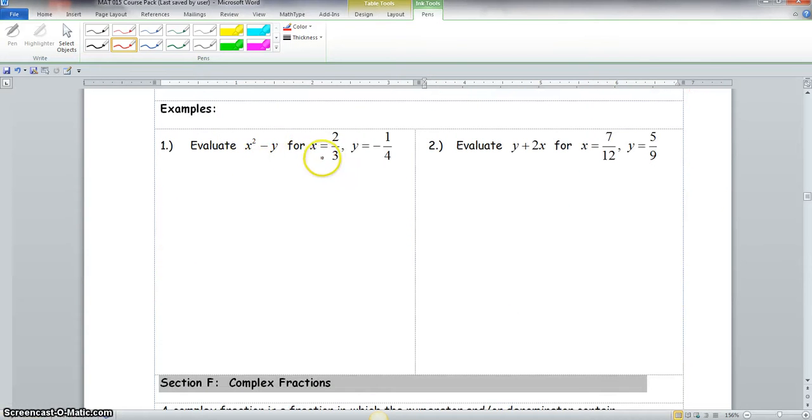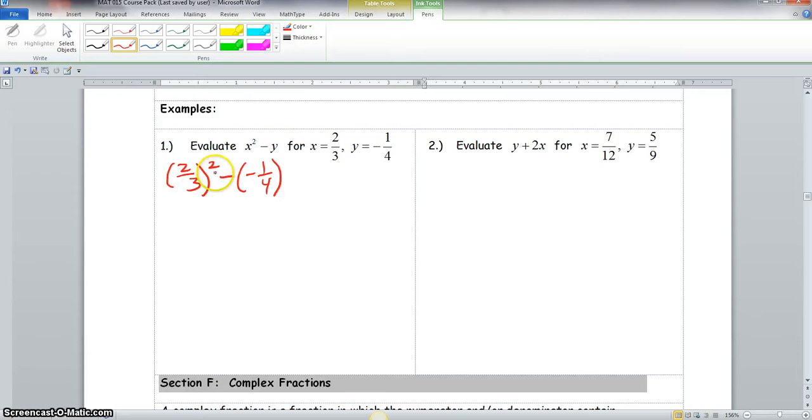Okay, now we come to our next set of examples. The directions above tell you what I normally tell you. Whenever you substitute in for a variable, you always put it in parentheses. So x is 2/3, so we'll put 2/3 in parentheses squared, minus y. Y is a negative 1/4.